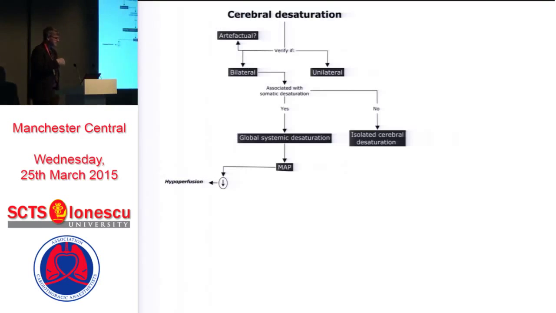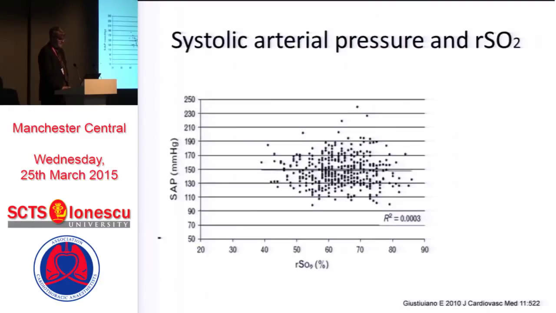If it's bilateral, but there's evidence of systemic involvement, like your mean arterial pressure is reduced, then you will be thinking about hypoperfusion. Just be aware that the relation between arterial pressure and brain oximetry is not linear. It's all over. And there are several reasons for this.